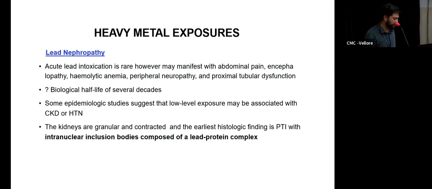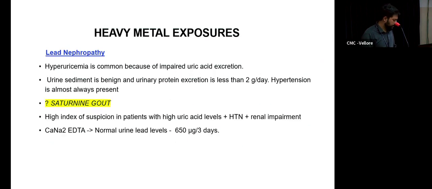Some epidemiological studies suggest that low-level exposure may be associated with hypertension and CKD. These are all epidemiological studies. The kidneys are granular and contracted. The earliest histological finding is proximal tubular injury with intranuclear inclusion bodies composed of a lead-protein complex, again seen in the proximal tubule. Hyperuricemia is also very commonly seen because lead inhibits the excretion of uric acid, as a result of which hyperuricemia is seen.